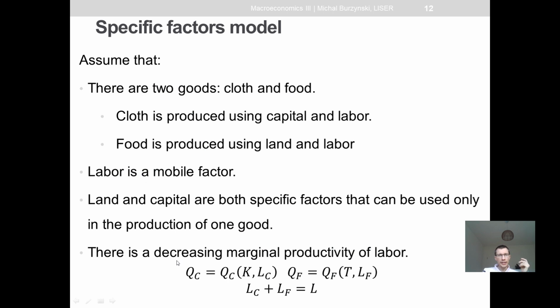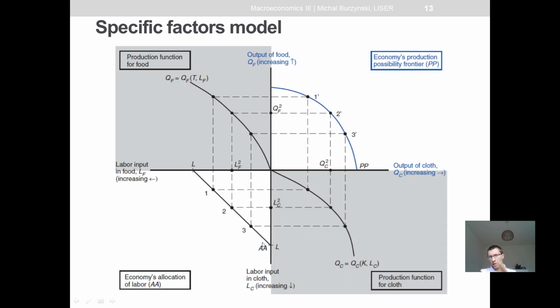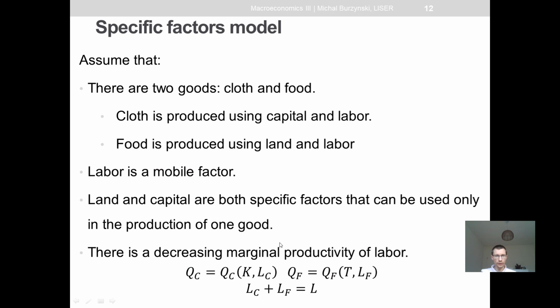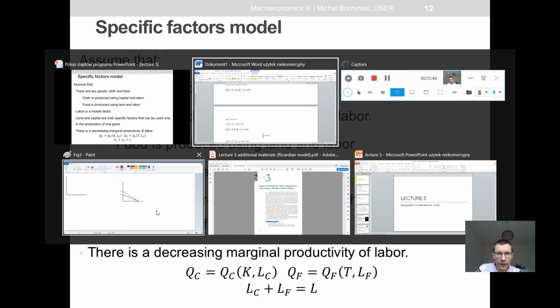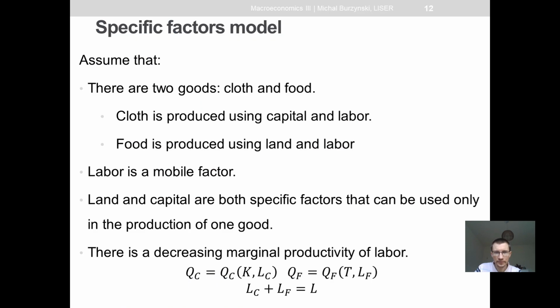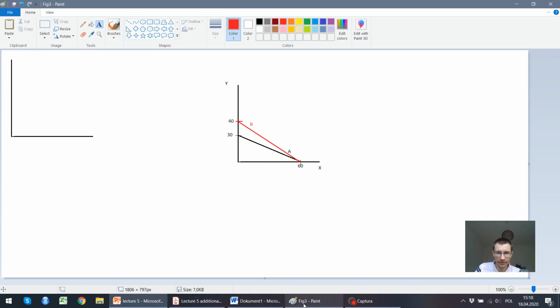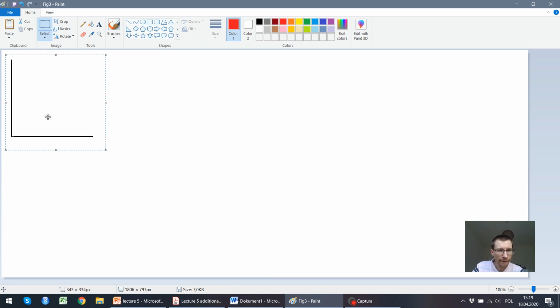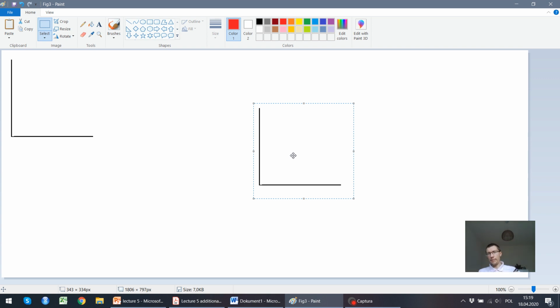All right. So now we are about to describe quite a complex graph. And in fact, this is the whole explanation of the specific factors model. Therefore, what I suggest here is that we will do it step by step using the graphical device, which is one of the most advanced ones that I have out there, MS Paint.